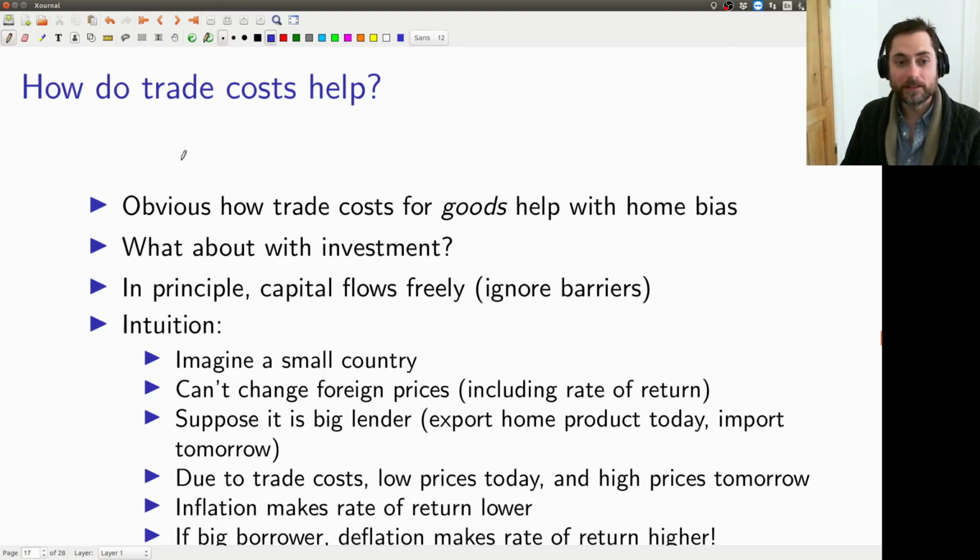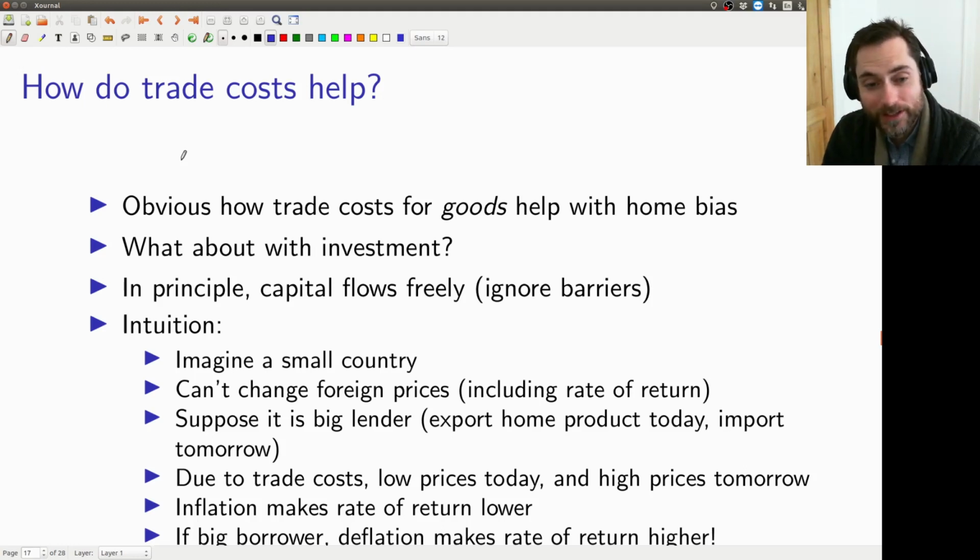All right, so trade costs are a very direct way to help explain home bias in tradable goods. If it costs a lot of money to buy goods from abroad, well, of course you're going to buy a lot more goods at home. So that one's not so surprising, but it's not so clear how that's going to help with investment, right? We're talking about trade costs in terms of goods, not in terms of capital. So capital in the real world, and also in the models we're going to look at, we're going to assume flows freely. So capital is going to ignore barriers.